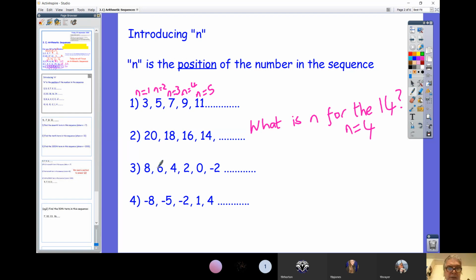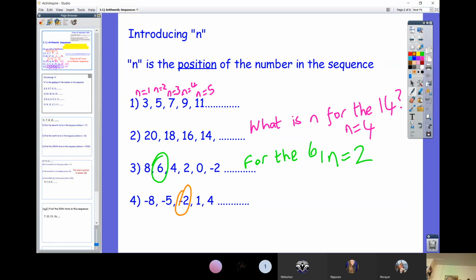So Henry, what can you tell me about that 6 for number 3? Yeah, that's when n equals what? n equals 2. Excellent. Yeah, exactly. So for the 6, n equals 2. It's just second in the queue. Simple as that. Lucy, for that last one, what can you tell me about n for the minus 2?